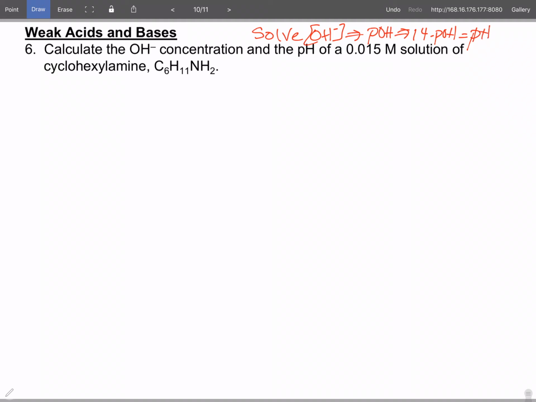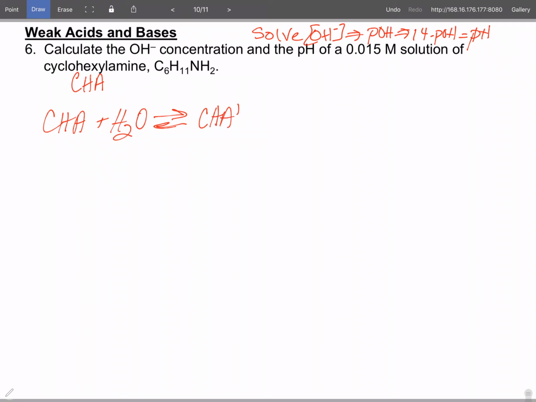That is the only thing, there is an extra step there. Okay, so calculate the hydroxide ion concentration and the pH of the solution of cyclohexylamine. I really don't want to write that formula, so I'm going to call it CHA. So we're going to start with our CHA, and it's a base. With bases, you have to add in water because you have to have a source of the proton.